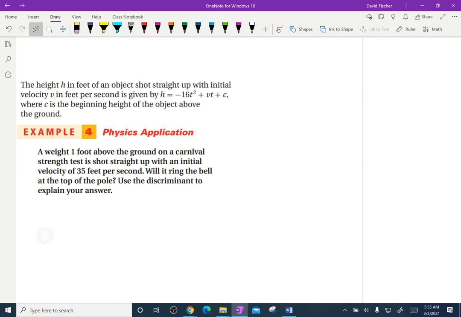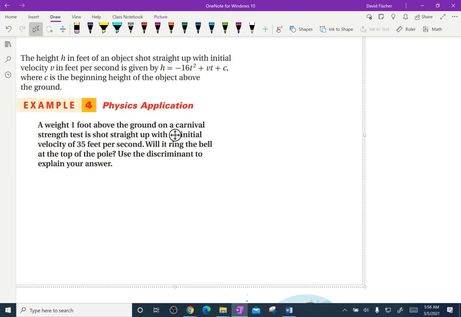And anyhow, we're going to do this quadratic equation, and they just want to know, will the bell ring at the top of the pole? So basically they're saying if I have, using the discriminant, two solutions, then it's going to hit the pole. If I have none, that means it didn't go up. Okay. If I hit one, which is kind of weird, that would be still it's not going to hit the pole. It just went up, but not actually hit the bell up there.